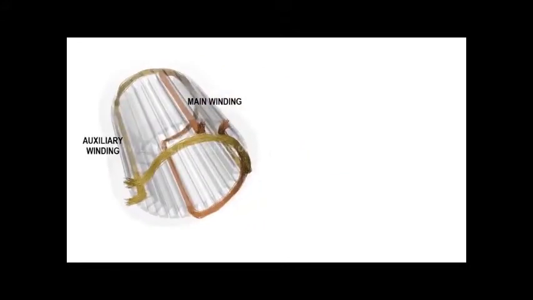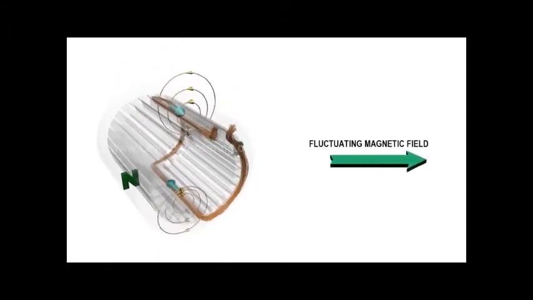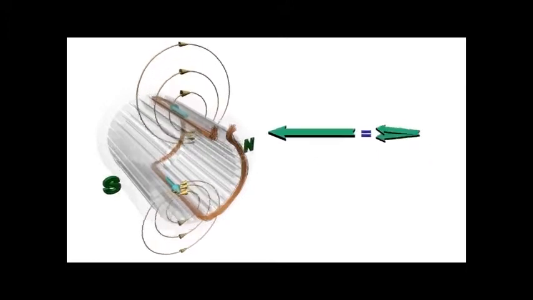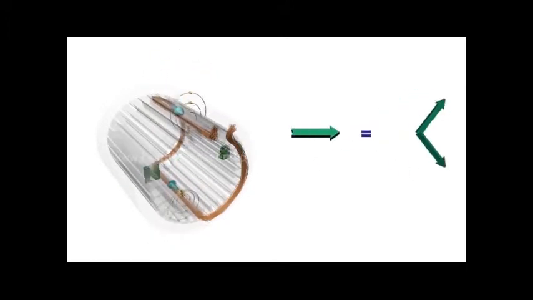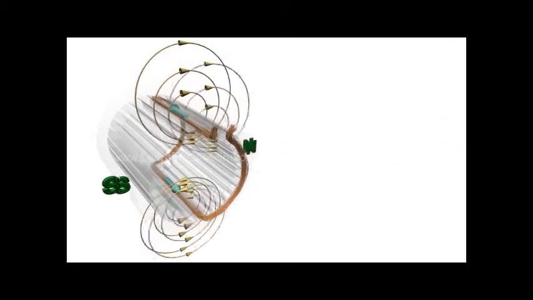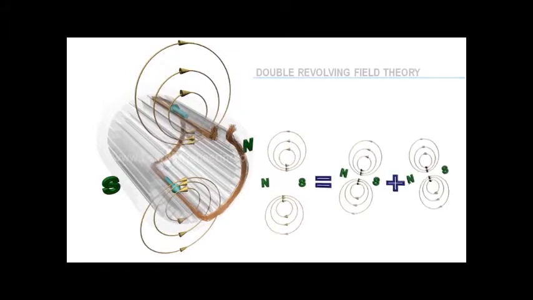When an AC current is flowing through the main winding, it produces a fluctuating magnetic field. The fluctuating field is equivalent to the sum of two oppositely rotating magnetic fields. It is also called the double revolving field theory.